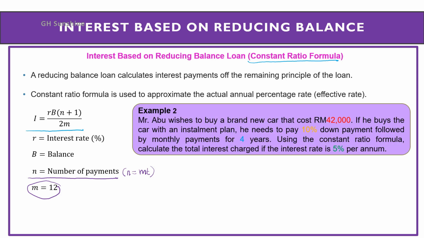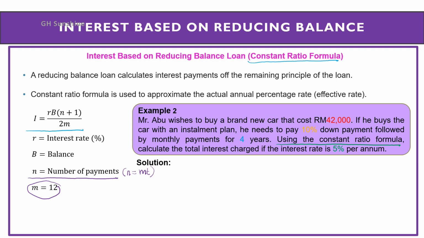Look at this example. Mr. Abu wishes to buy a brand new car that costs 42,000. If he buys the car with an installment plan, he needs to pay a 10% down payment followed by monthly payments for 4 years. Using the constant ratio formula, calculate the total interest charge if the interest rate is 5% per annum. This is the same example as the flat rate method, but here what we need to use is the reducing balance method.